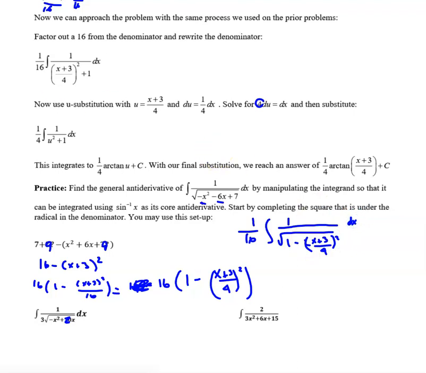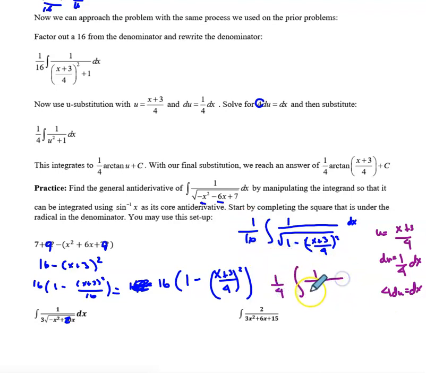So now it's time to revert to u substitution. And when I use u substitution, I'm going to call my u x plus 3 over 4. And of course my du will then be 1/4 dx, and I do have to multiply by 4 to isolate my dx. So I have 4 du equals dx. And when I sub in, I multiply the 1/16 out in front by a 4 to get 1/4 in front.